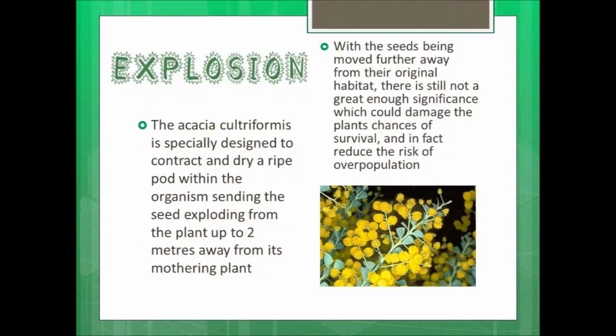The Acacia conformis pods contract and dry within the plant, and once ripe, encourage the propelling of seeds from the plant. These seeds can travel as far as 2 meters away, which helps with the issue of overpopulation, increasing the rate of survival.